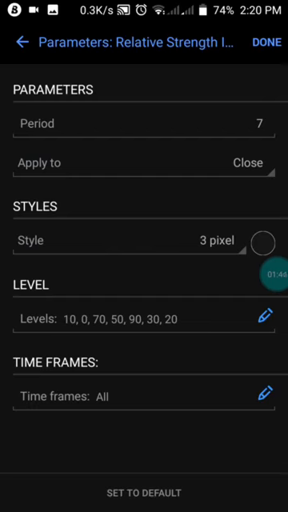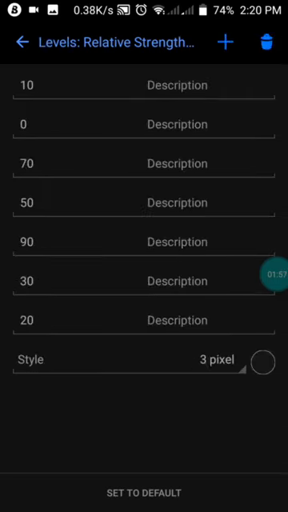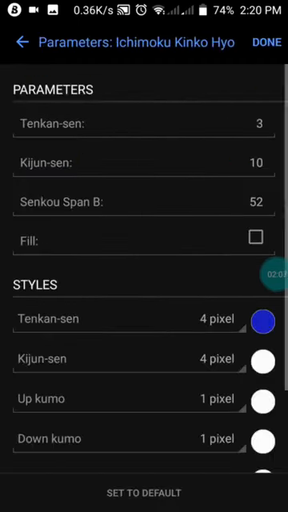So we have the first indicator, which is the Relative Strength Index, in window 1. We have the period of 7, apply to close, and we have the levels of 100, 70, 50, 90, and we have 30 and 20. So you press on done and you move to the next one, which is the Ichimoku.